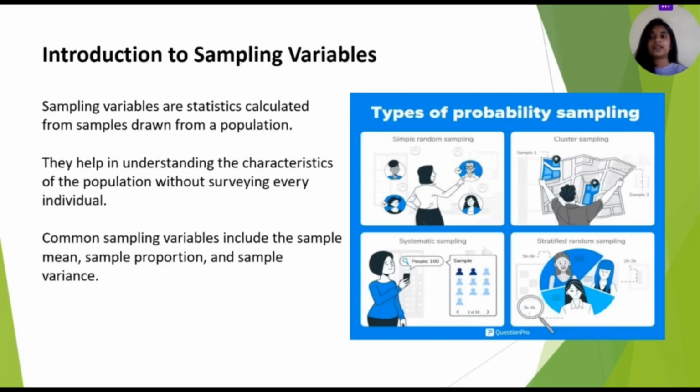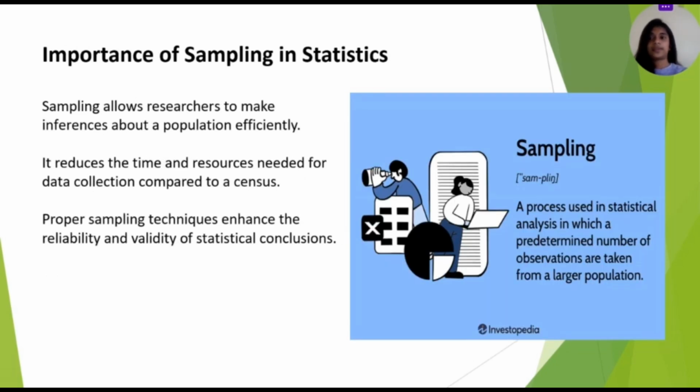Introduction to sampling variables. Sampling variables are statistics calculated from samples drawn from a population. They help in understanding the characteristics of the population without surveying every individual. Common sampling variables include sample mean, sample proportion, and sample variance. Types of probability sampling: simple random sampling, cluster sampling, systematic sampling, and stratified random sampling.